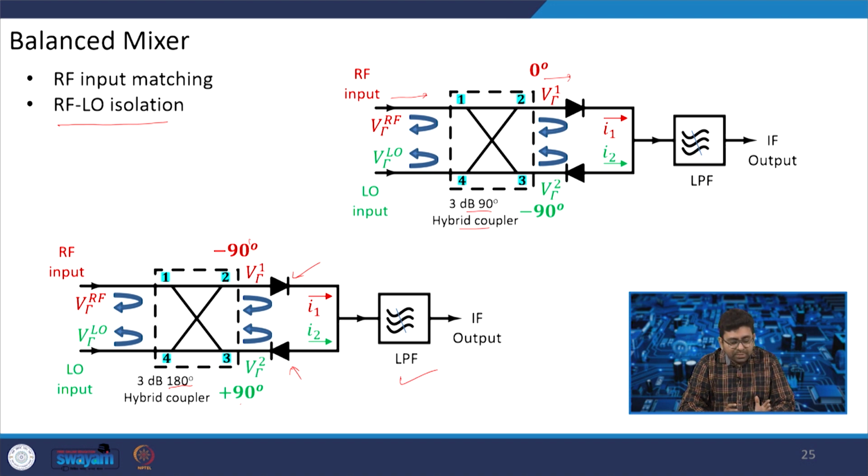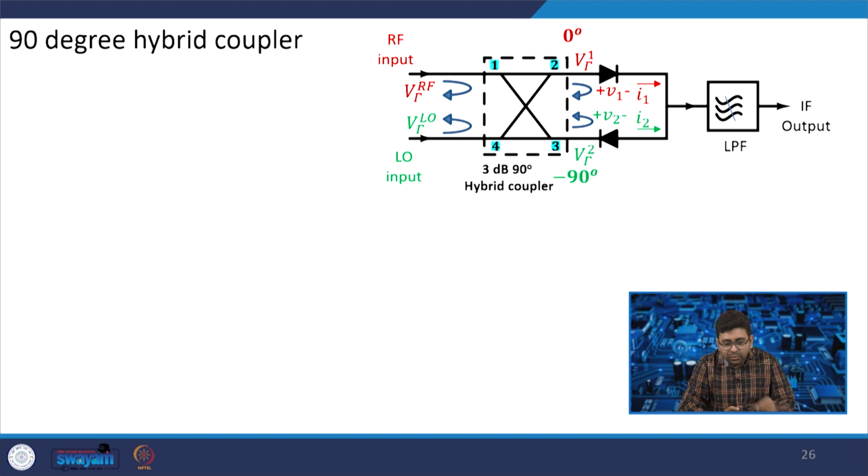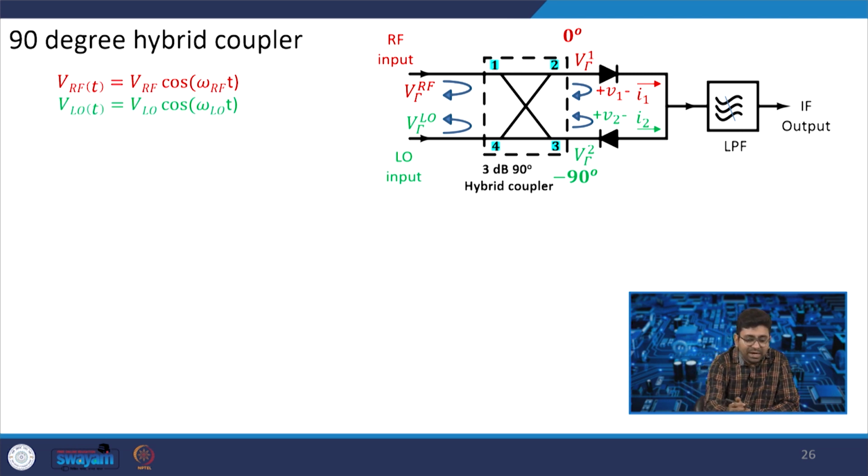Now, we will try to analyze this using equations. We will use a 90-degree hybrid coupler for understanding. The same theory you can apply to the 180-degree hybrid coupler as well. We have an RF input given by V_RF(t) = V_RF cos(ω_RF t), and V_LO(t) = V_LO cos(ω_LO t). The red color is V_RF and the green color is V_LO.